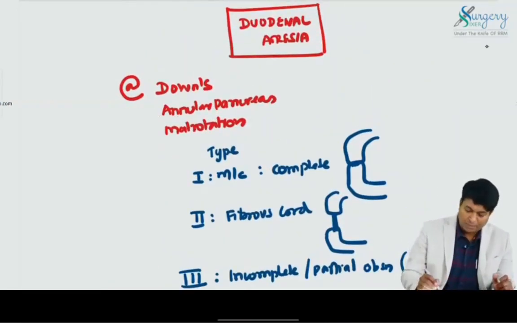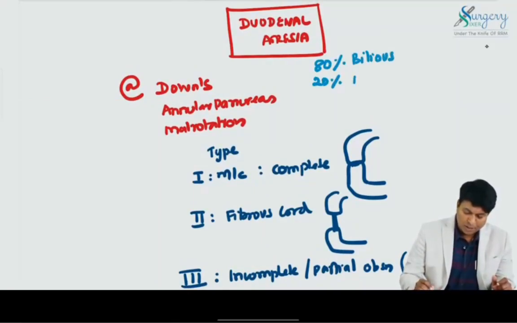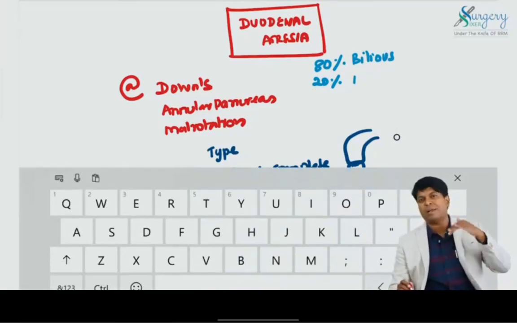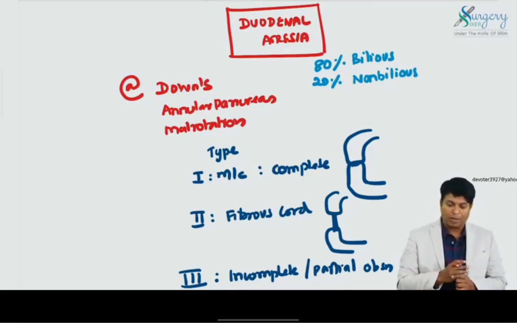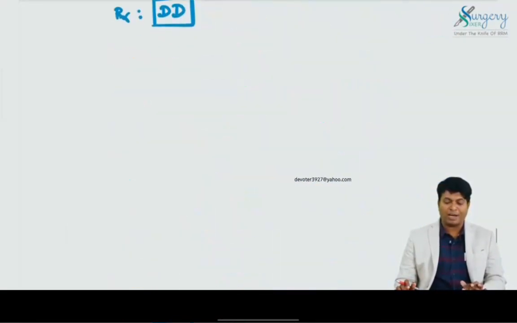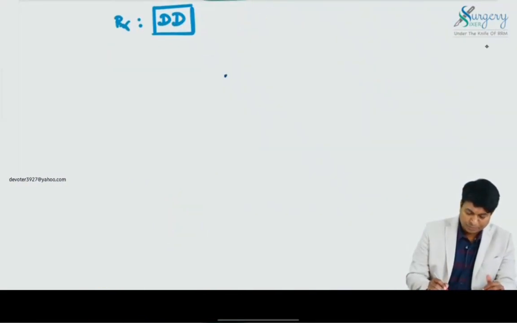In duodenal atresia, what is the presentation of the babies? 80% will come to you with bilious vomiting, and 20% will come to you with non-bilious vomiting. Non-bilious vomiting means the probable reason is the atresia is proximal to the ampulla. So 20% come to you with non-bilious vomiting. Please don't forget duodenal atresia.